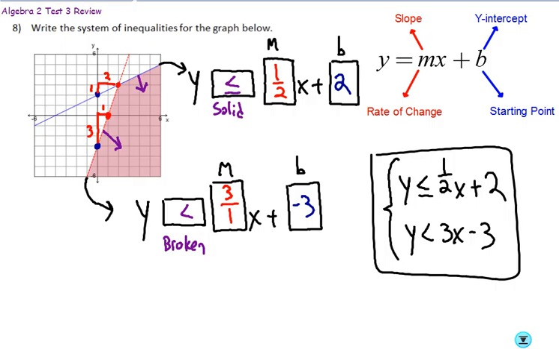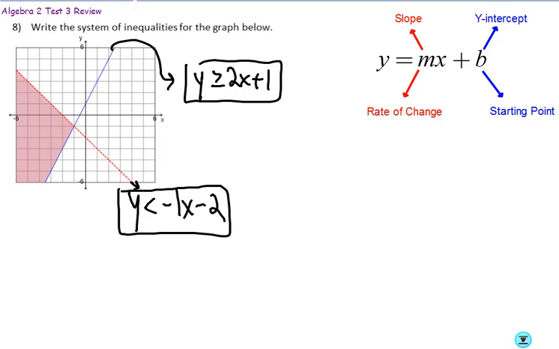All right, so let's see what you got for number 8. Should have got y greater than or equal to 2x plus 1, and then y less than -1x minus 2. All right, hang in there, almost there. We just got 2 problems left. Let's move on to number 9.